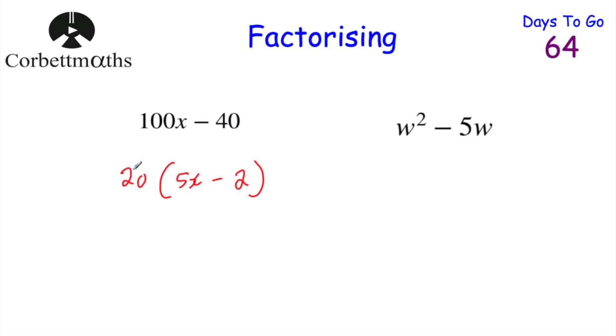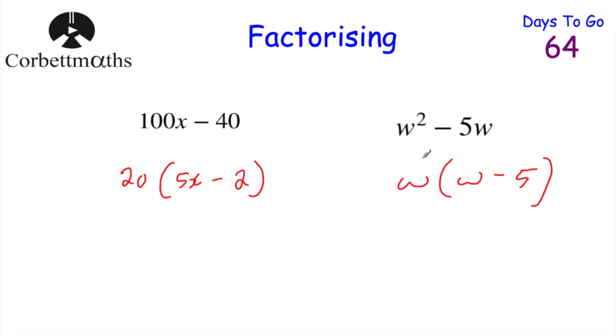And let's just check it. 20 times 5x is 100x minus, and then 20 times 2 is 40, and that's it. Okay, our next one, I asked you to factorise w squared minus 5w. So here we can take out a w. We can divide both of these by w, and we would get w squared divided by w would be w, and then minus, and then 5w, we've taken out the w, so we'd just be left with 5. So the answer would be w, open brackets, w subtract 5.